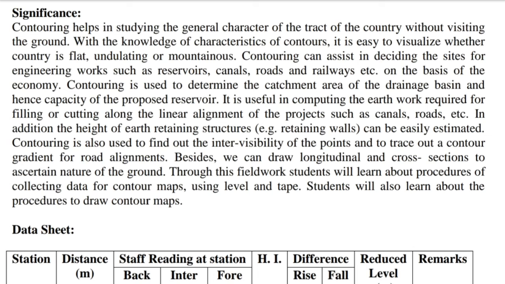Contouring is also used to find out the intervisibility of points and to trace out a contour gradient for road alignments. Besides, we can draw longitudinal and cross sections to ascertain the nature of the ground. Through this field work, students will learn about the procedure of collecting data for contour maps using level and tape. Students will also learn about the procedure to draw contour maps.